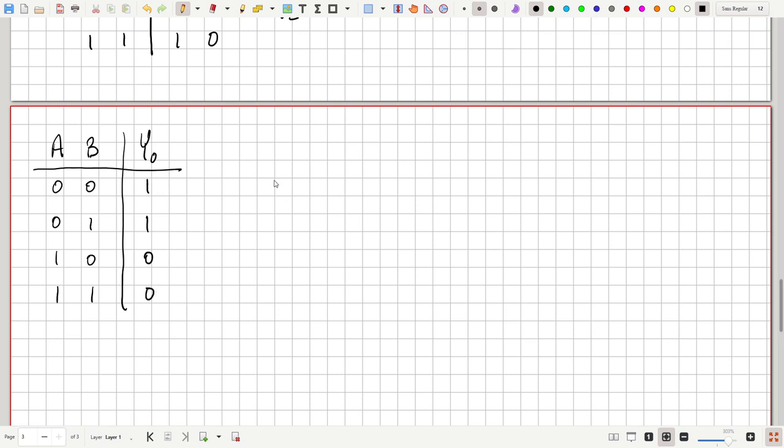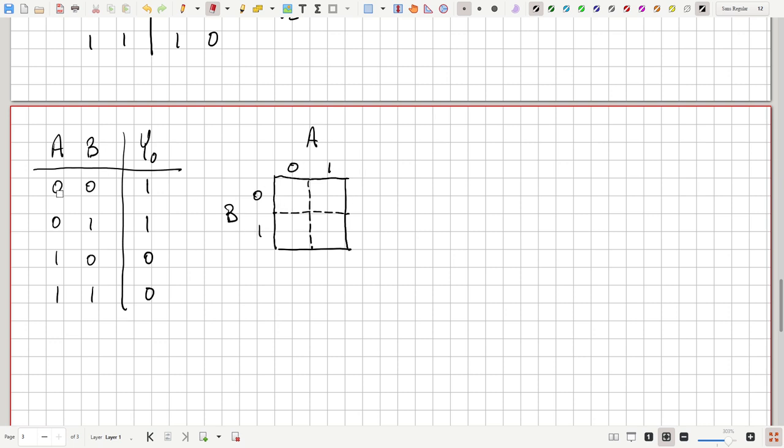Now, let's do this. Let's make a square here, and let's divide it up like so into four quadrants. And let's make the columns correspond to the value of A. It can be 0 or 1. And the rows correspond to the value of B. It can be 0 or 1. So this is going to be just a different way to represent this truth table graphically.